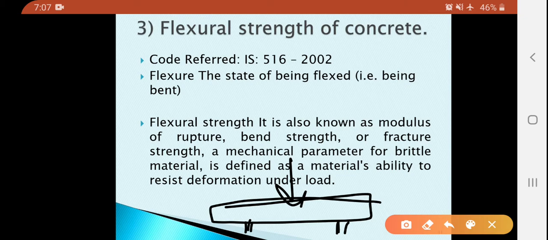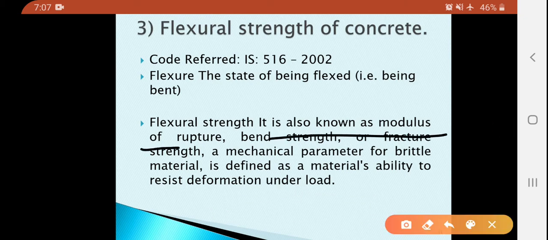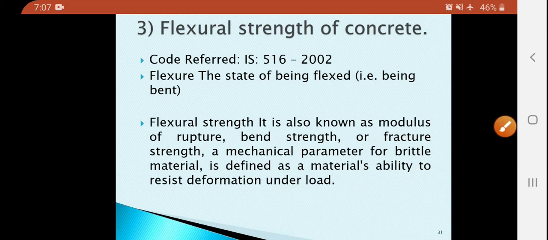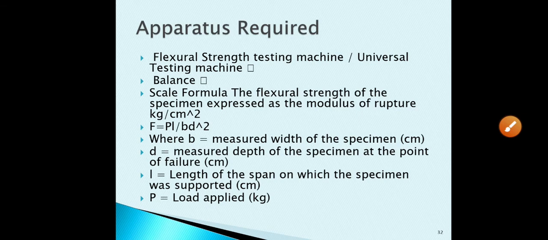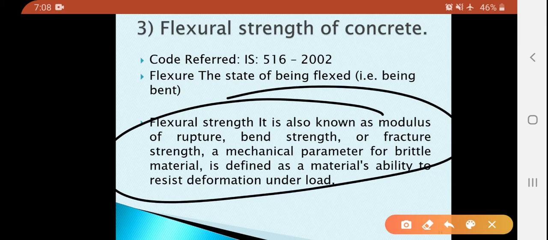So here we are calculating the modulus of rupture. Flexural strength is also known as modulus of rupture, bend strength or fracture strength; all of these come under flexural strength. In compression strength we just take the load by area, in tensile also load by area, but here we are calculating modulus of rupture or bend strength.